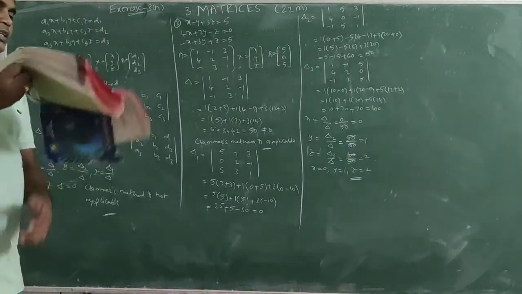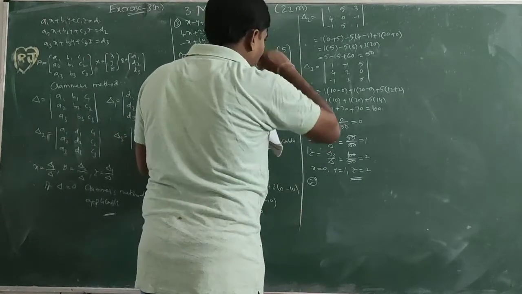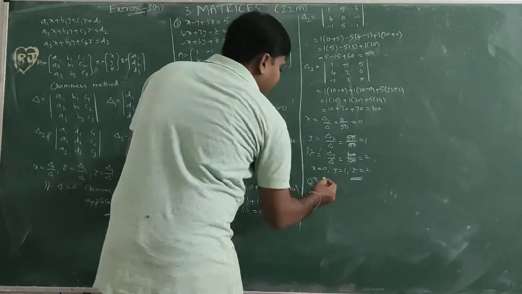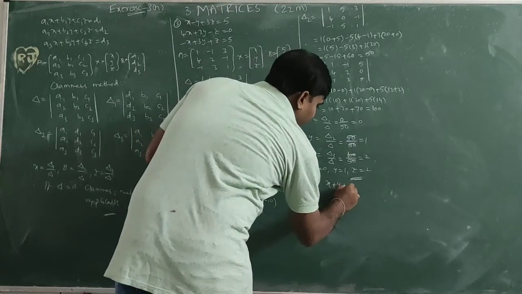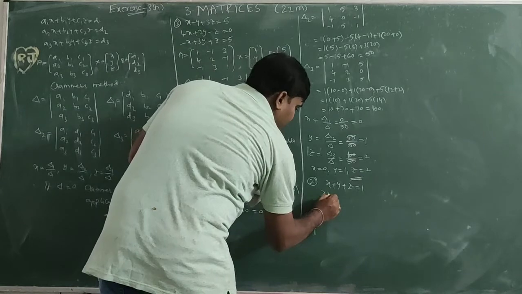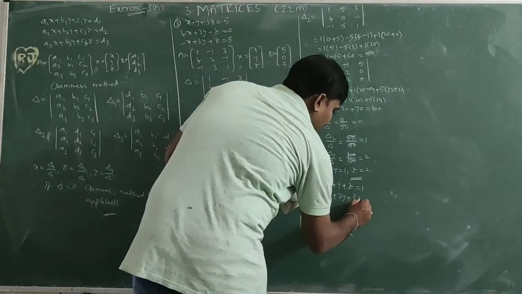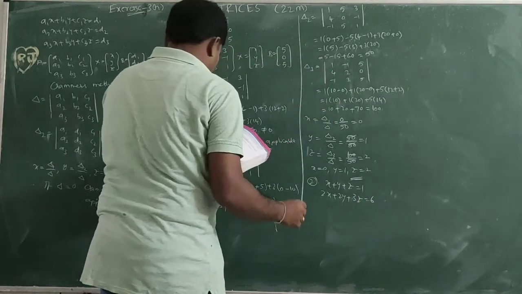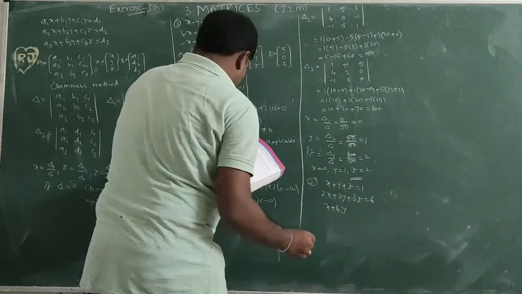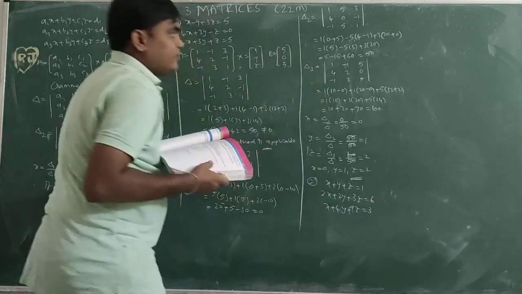So next, question number 2. The second question is x plus y plus z equal to 1. 2x plus 2y plus 3z equal to 6. Next, x plus 4y plus 9z equal to 3.